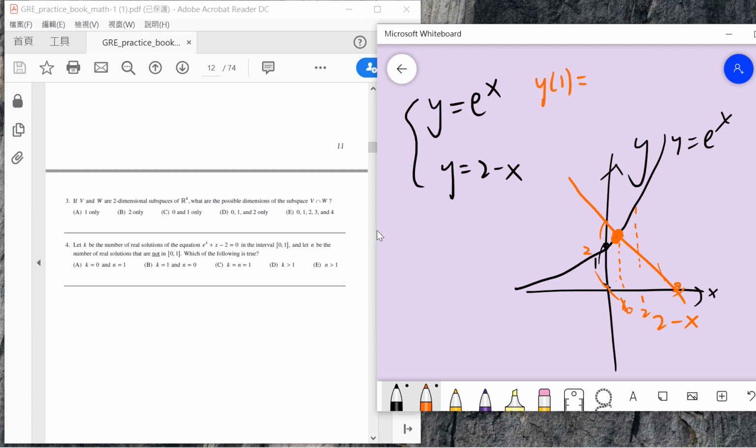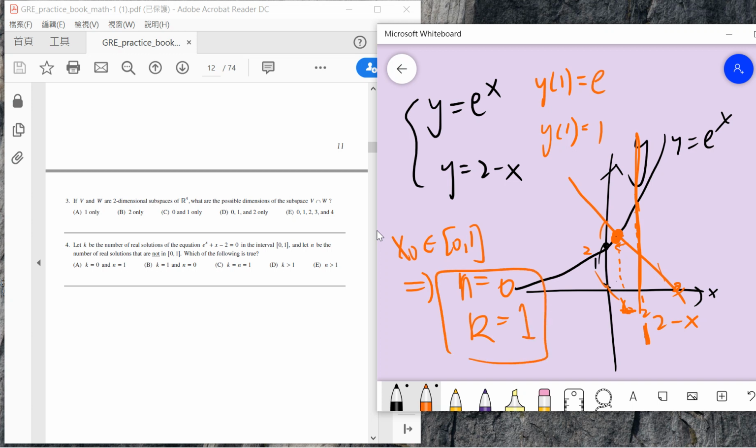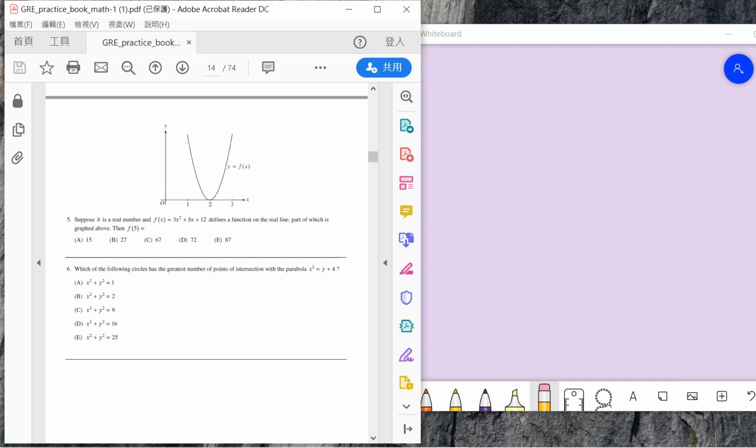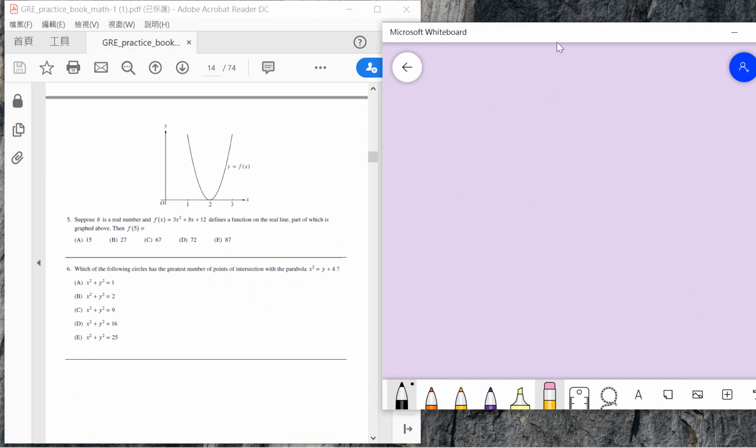If I plug 1 in here, I get e. If I plug 1 in the other, I get 1. So that means 1 is on the right side and x naught is on the left-hand side. So basically x naught belongs to 0, 1. This tells you that n should be 0 and k should be 1, because there is only one solution in 0, 1. So the answer is B. Simple enough. The first 10 questions are usually very simple.